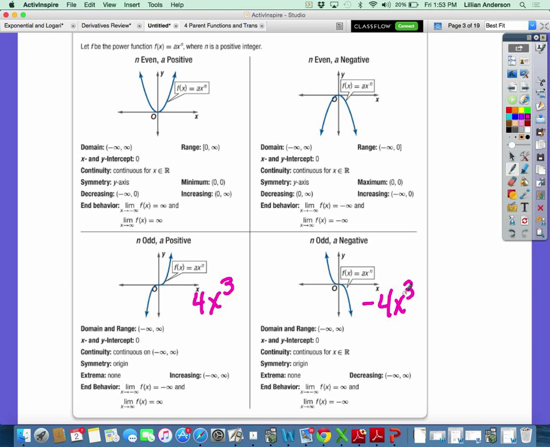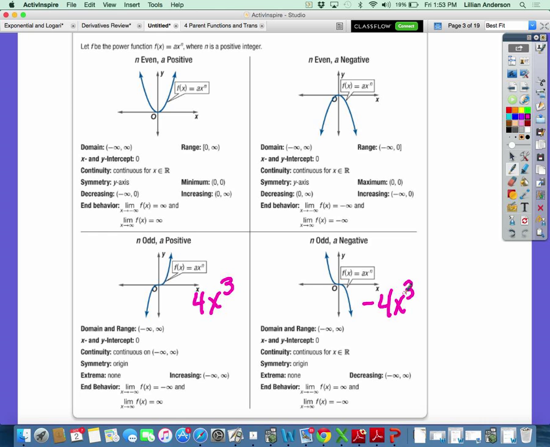Okay, and then the difference between these is where a is positive, it's increasing the entire time. When a is negative, it is decreasing the entire time. Okay, so from negative infinity to infinity it is decreasing or increasing. Okay, you have your respective end behaviors. This is the proper way to write end behavior.